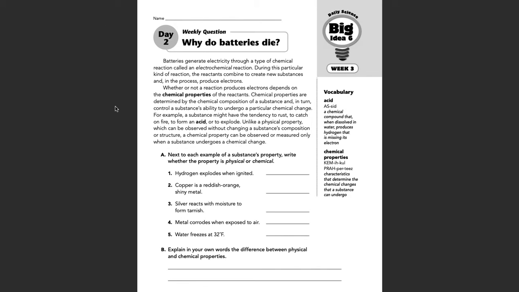So for part A, next to each example of a substance property, we're going to write whether the property is physical or chemical. Number 1, hydrogen explodes when ignited. So hydrogen exploding, that would be a chemical change because it talks about control of substance's ability to undergo a particular chemical change. It might have a tendency to rust, catch on fire, form an acid, or explode.